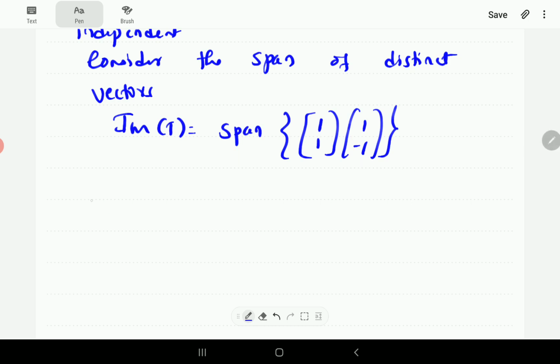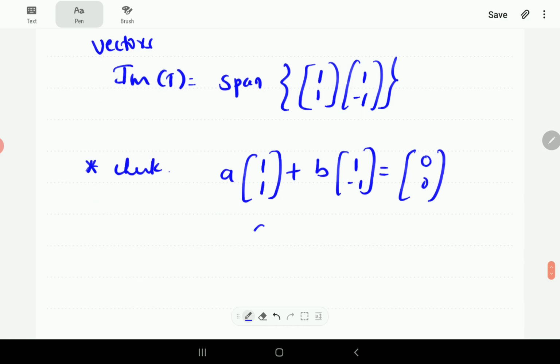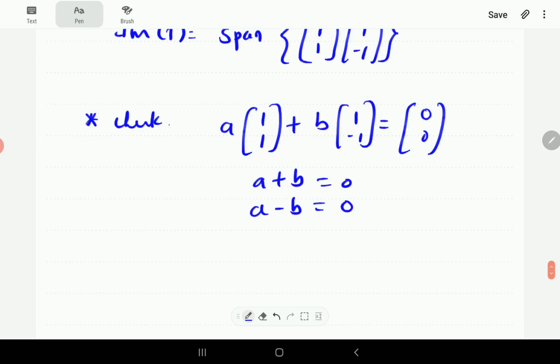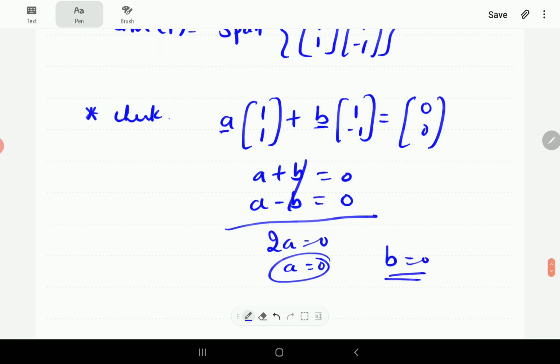For checking if they are linearly independent, how do we do it? a times (1, 1) plus b times (1, -1) equal to (0, 0). I should not get a and b other than 0. That's how it should be checked. Then this is a minus b equal to 0. If they are linearly independent, a and b equal to 0 is the only solution, right? So just subtract: 2a equal to 0 implies a equal to 0. If I put a equal to 0 in the first equation, you will also get b equal to 0. So a equal to 0, b equal to 0 is the trivial solution.